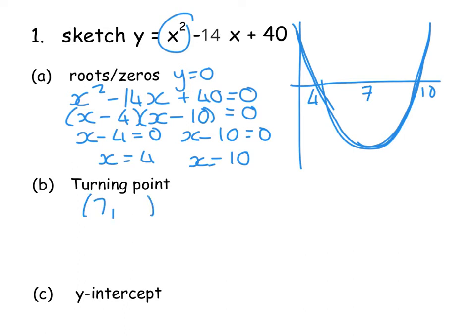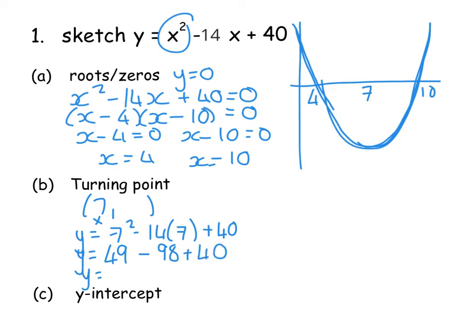That means you're replacing x with 7. So you do y equals 7 squared minus 14 times 7 plus 40. Now that is 49, and 14 times 7 is 98, plus 40. If I do the add first, that's 89, take away 98, so 49 take away 98 plus 40 is minus 9. And that matches the picture because I do have a negative for the turning point. So the turning point is at 7, negative 9, and I just draw that on there under the turning point.